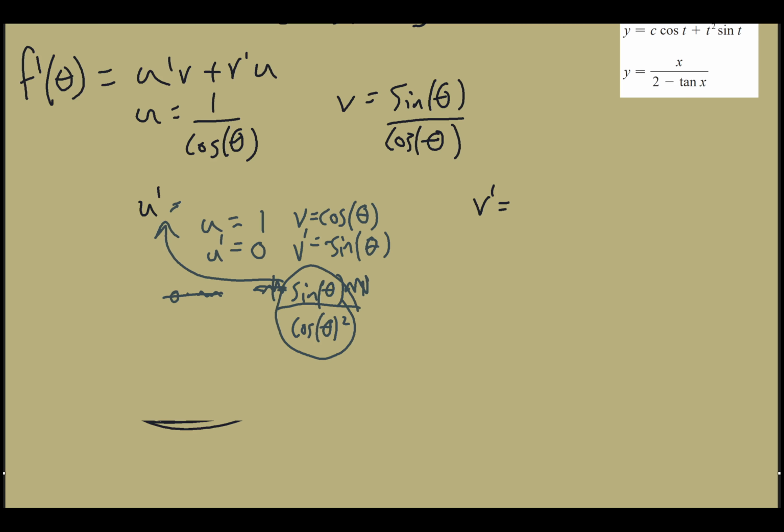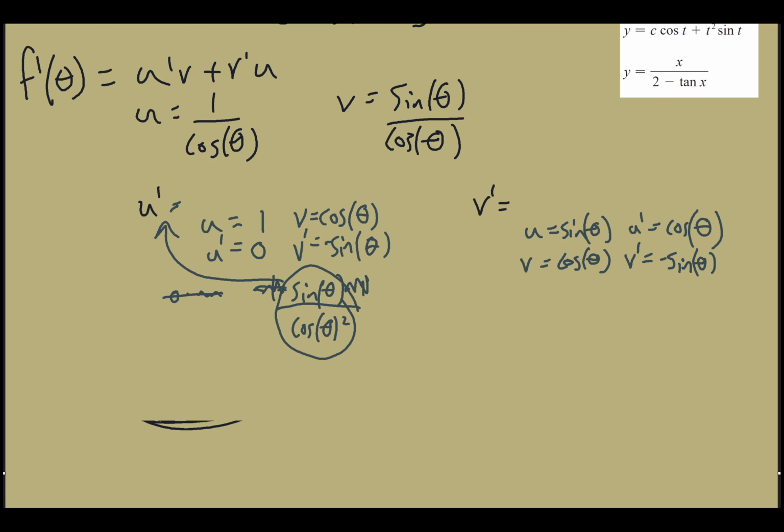Should have just copied it like that. Okay, so what's our u, our numerator here? That's sine. And our u prime is then going to be cosine. Our v for this is cosine. And our v prime is, can you guess it? Negative sine.